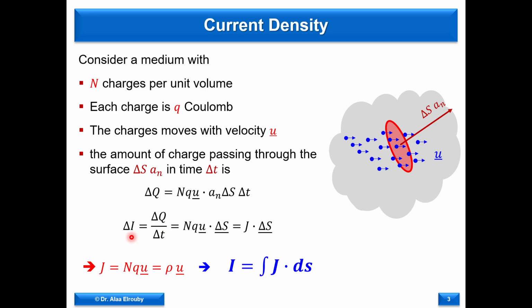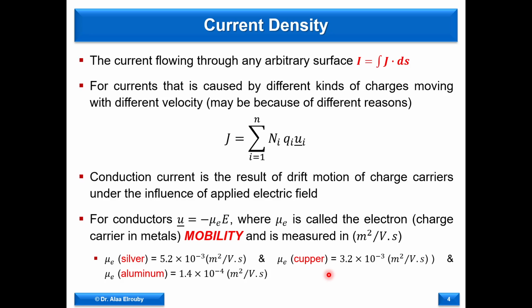So starting from this definition of current, we can calculate the total current through a larger surface, which is the integration of J dot dS. So the total current flowing out of any arbitrary surface is the integral of J dot dS.